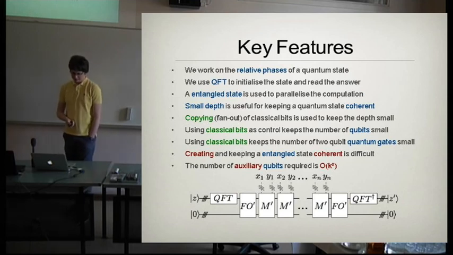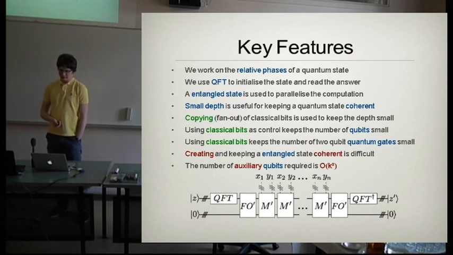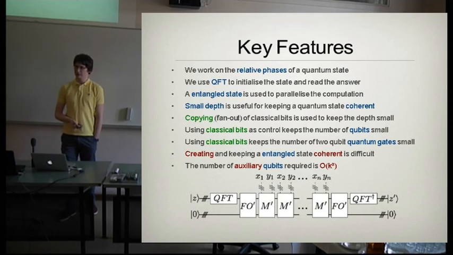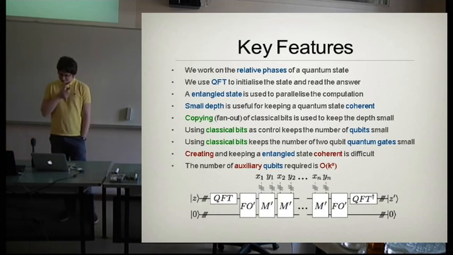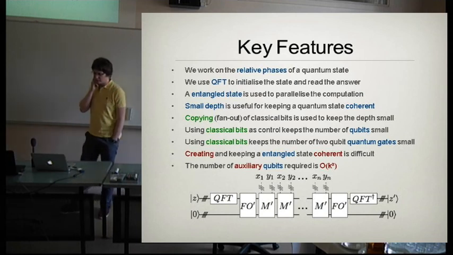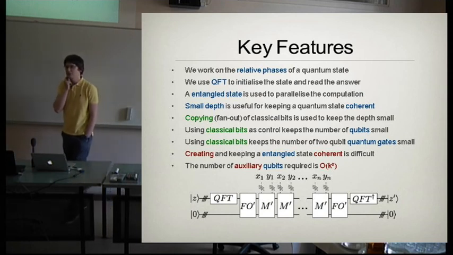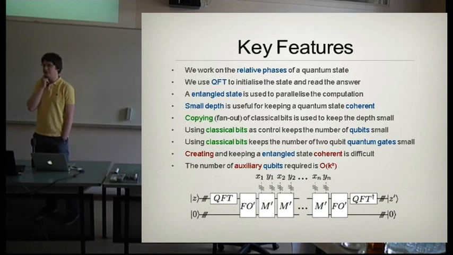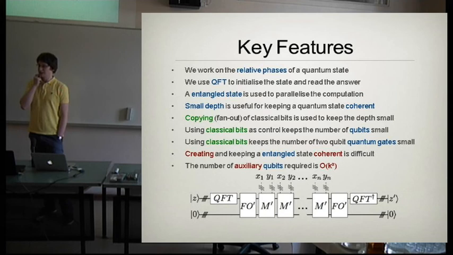The bad thing is that we use a very entangled state, and keeping that coherent is difficult. And another bad thing is that the number of ancilla qubits, which we need to create these entangled states, is very high.